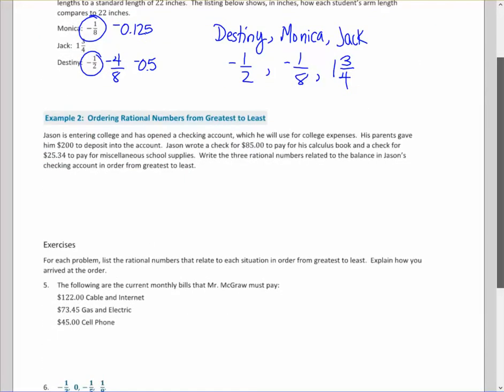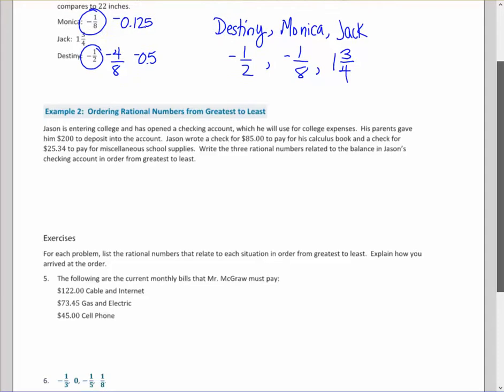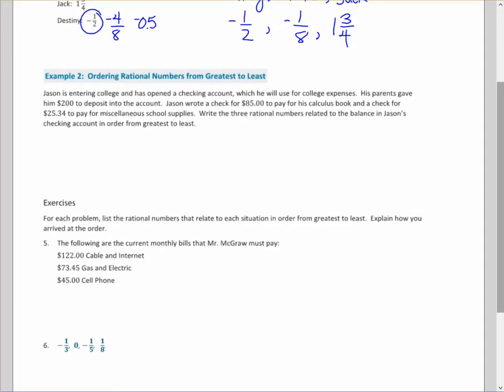Jason is entering college. He's opened a checking account he will use for college expenses. Good luck, buddy. His parents gave him $200 to deposit into the account. Jason wrote a check for $85 to pay for his calculus book, and a check for $25.34 to pay for miscellaneous school supplies. Miscellaneous means just a variety of items.